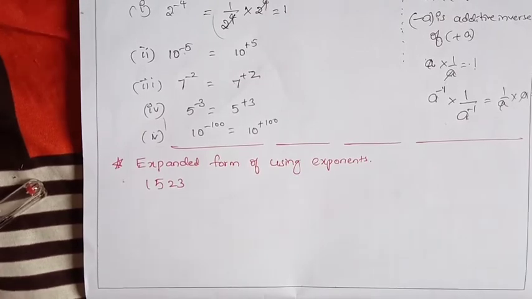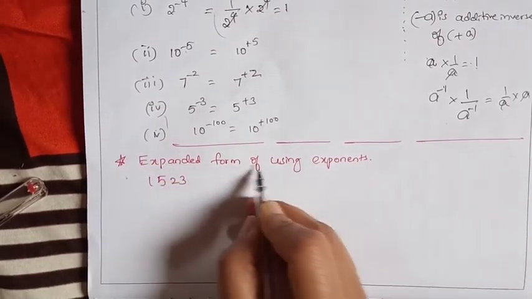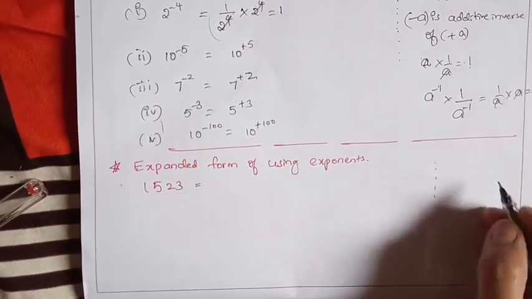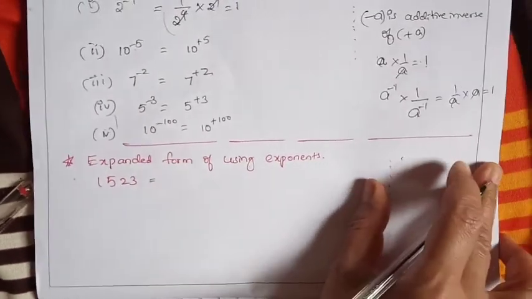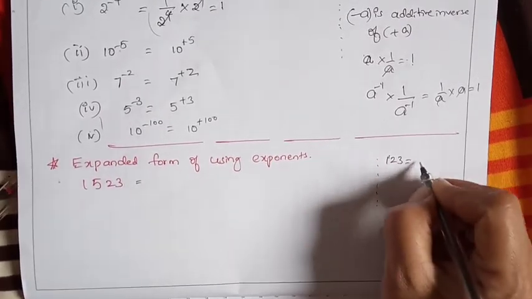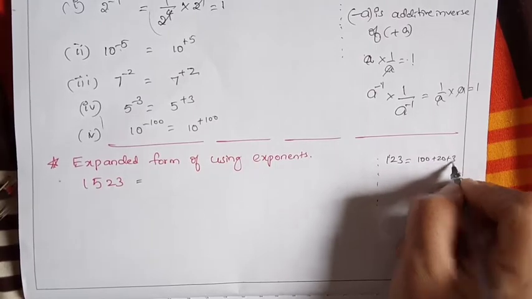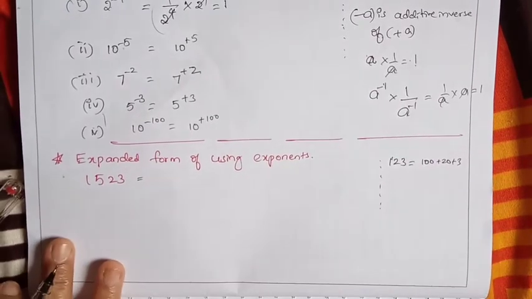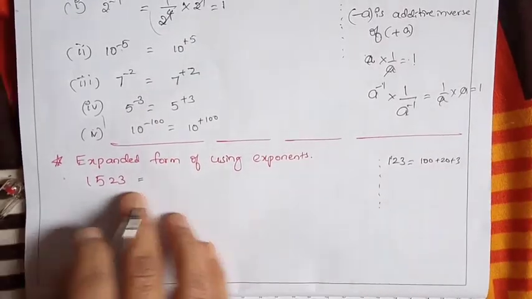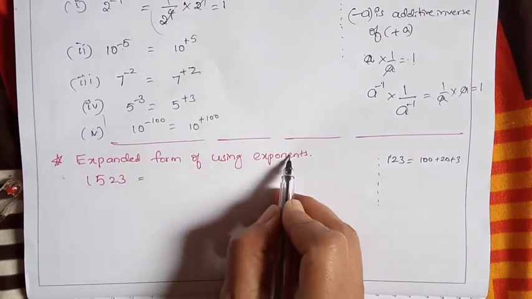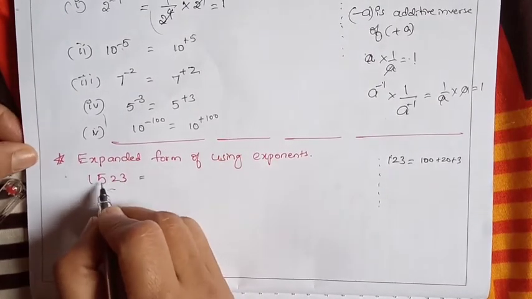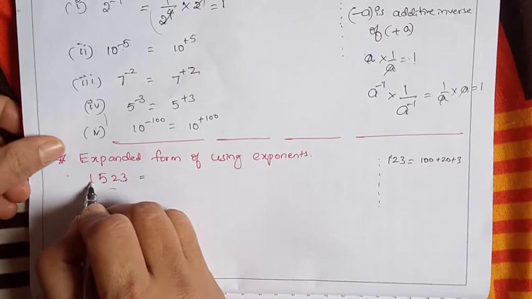Yes, hello children. Now again I am explaining the concept of expanded form using exponents. In childhood we have learnt about the expanded form, and the same thing I want to explain. Suppose 123. What is the expansion? 100 plus 20 plus 3. Correct? This is the expanded form which we learnt in class 2 or class 3. Now the expanded form using exponents. How can we write? See, this is units place, tens place, hundreds place, thousands place. So how can we expand?